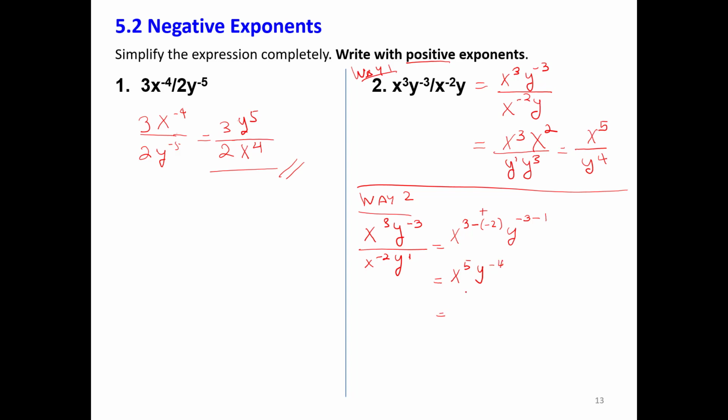But we don't want a negative exponent, then what to do? If this is on top, just to get a positive exponent, move it to the bottom, and we get the same answer. Yes, we got the same answer. You can solve in the way that is easier for you. Personally, I prefer this way. I think it's easier.